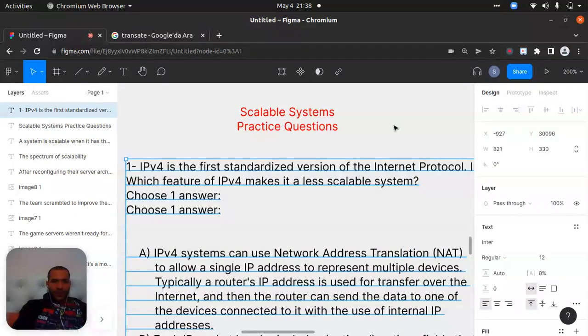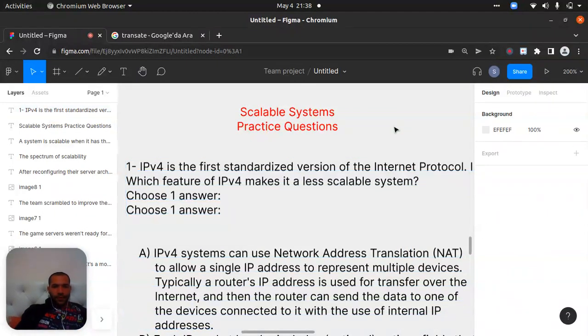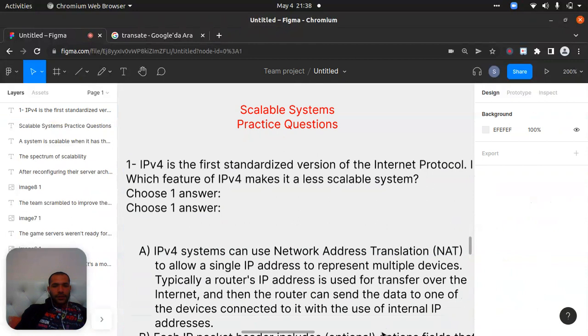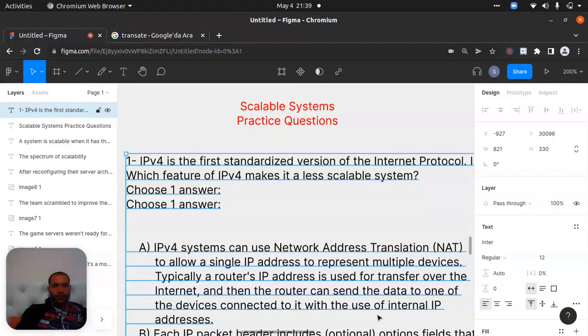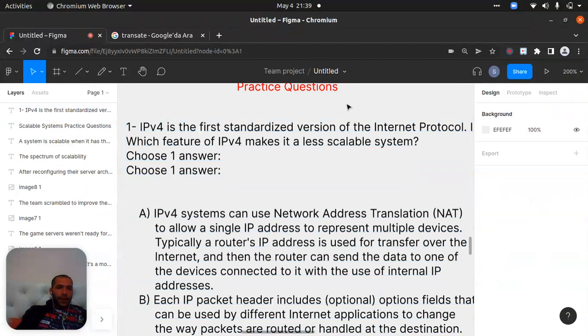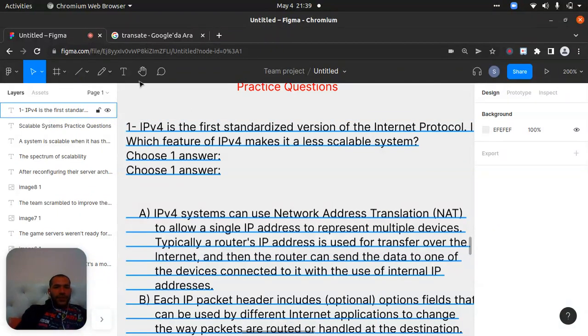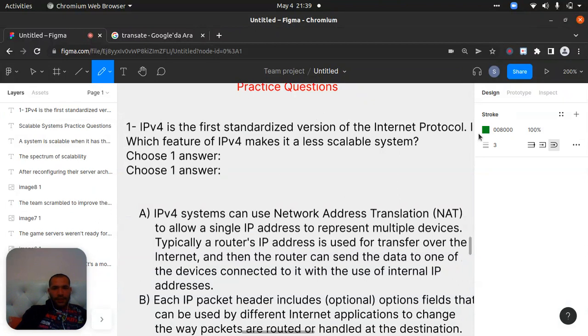Scalable system practice questions. Let's start. Let's look here. I will take my pencil. IPv4, the first standardized version of the Internet Protocol.